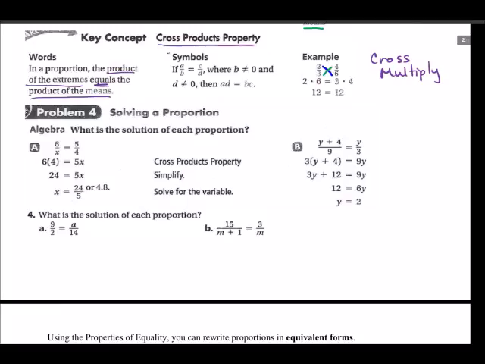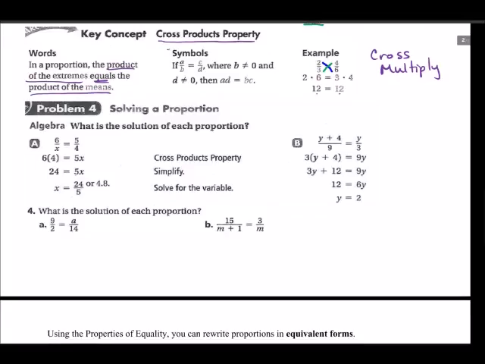Geometry is what lets us do math. And we know that these are equivalent fractions because when we cross multiply, we end up with 12 equals 12. That's a true statement. It means that those are equivalent fractions. All right, how do you solve the proportion?